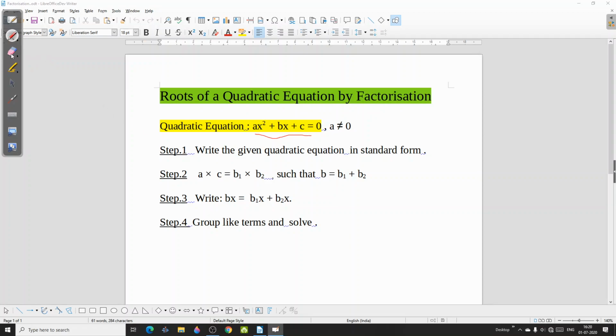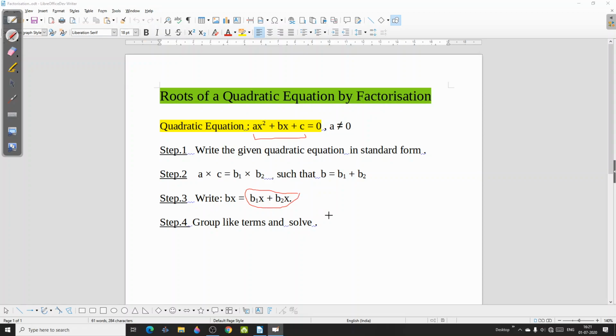Then the next step is to multiply a and c. A is the coefficient of x square and c is the constant. So multiply these two. Whatever product you get, AC, you have to write as a product of two numbers b1 and b2, so AC equals b1 into b2, such that b equals b1 plus b2. Then we rewrite bx as b1x plus b2x.